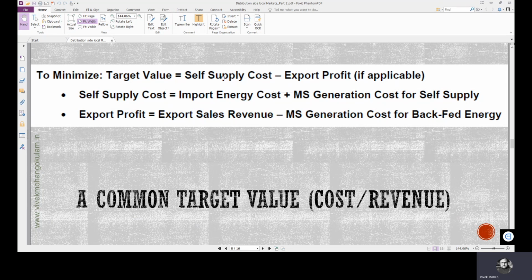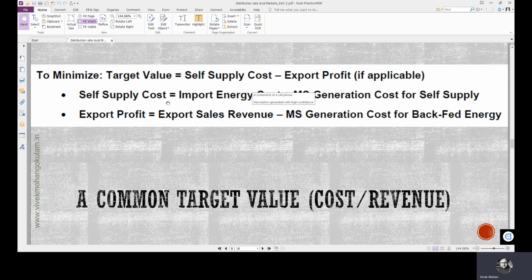And the first term gives you the self-supply cost. Generation cost is there. If the generation units are a separate entity with reference to the DSO, then the DSO has to purchase energy from the generation units, right? For that there is supply cost. So this is the supply cost of the DSO. Okay, this is for the operator. So supply cost minus export profit is minimized. That is the objective.